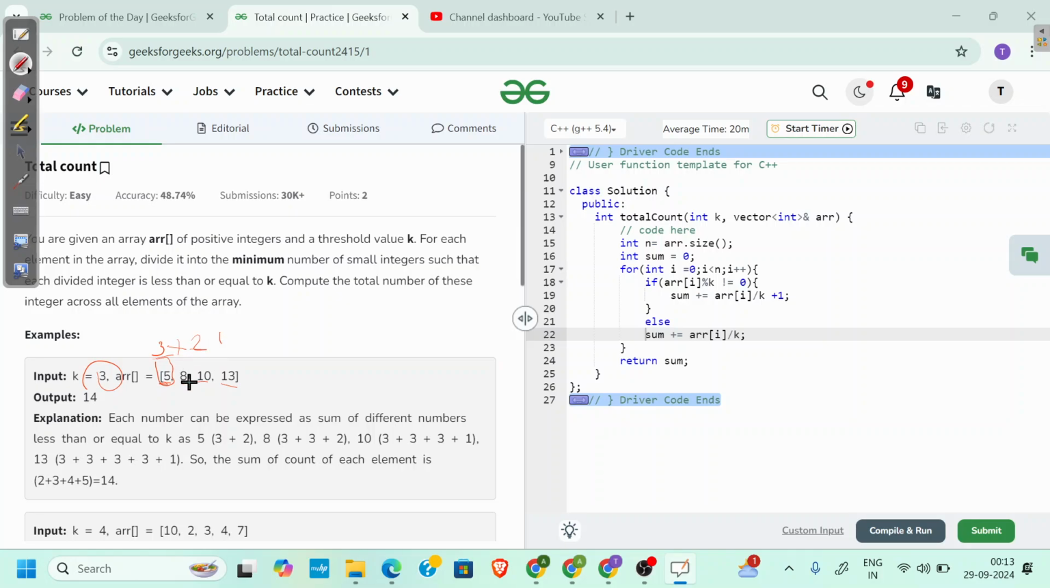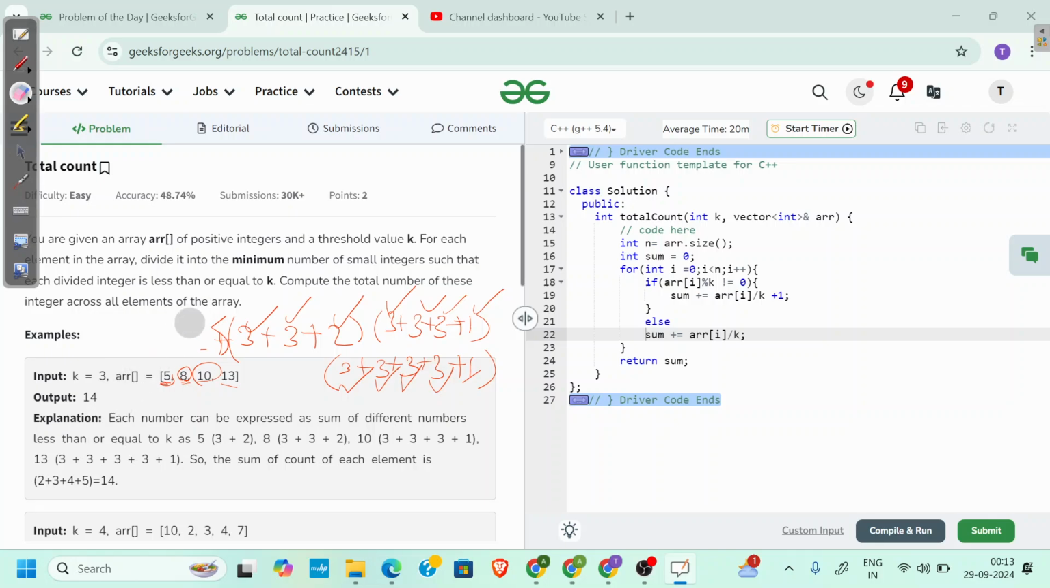Now this 8, we will divide it into 3 plus 3 plus 2. Now this 10, we will divide into 3 plus 3 plus 3 plus 1. For 13, we will do 4 times 3, which is 12, plus 1. So what is the total number of elements? 1, 2, 3, 4, 5, 6, 7, 8, 9, 10, 11, 12, 13, 14. So the total number of elements now is 14. Okay, so this is ultimately what we want to do.